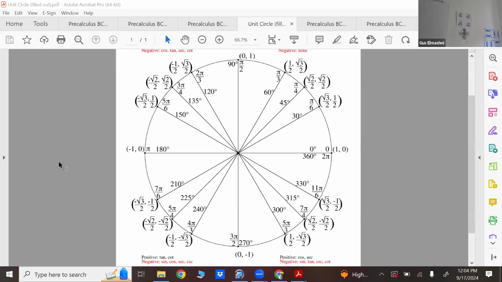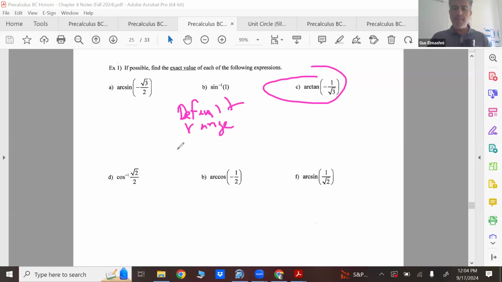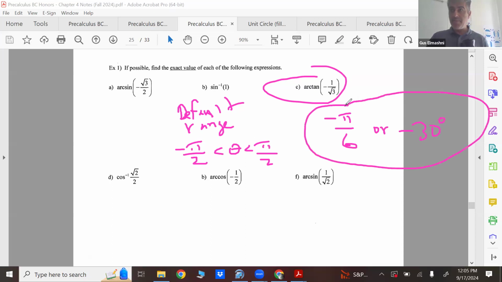y/x. The y-value is -1/2. The x is √3/2. But you're going backwards, clockwise. -π/6, exactly. Oh, you have to go backwards. Yep. Nope. So the default range. Because that would make it look like into the triangle has to be between those two. That happens at -π/6, or -30 degrees.